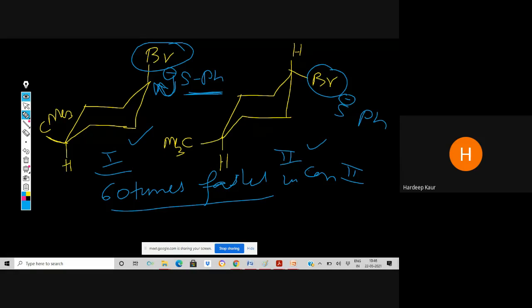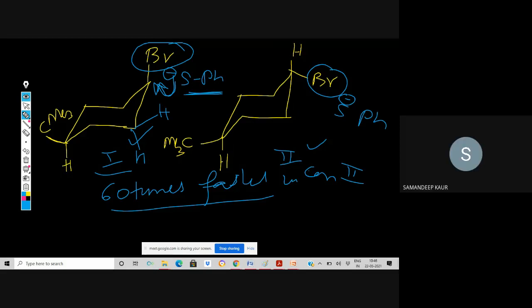ਠੀਕ ਹੈ? ਹੁਣ ਇਹਦਾ ਰੀਜ਼ਨ ਕੀ ਹੈ ਕਿ ਜਦੋਂ ਇਕੁਏਟੋਰੀਅਲ ਤੋਂ ਤੁਹਾਡਾ ਨਿਊਕਲੀਓਫਾਈਲ ਅਪਰੋਚ ਕਰਦਾ ਹੈ, it meets with minimum steric hindrance from the neighboring hydrogens. So neighboring hydrogen ਕੋਲੋਂ ਜਿਹੜੀ steric hindrance ਹੁੰਦੀ ਹੈ, that is minimum when nucleophile approaches from equatorial position. ਠੀਕ ਹੈ? Is it clear?